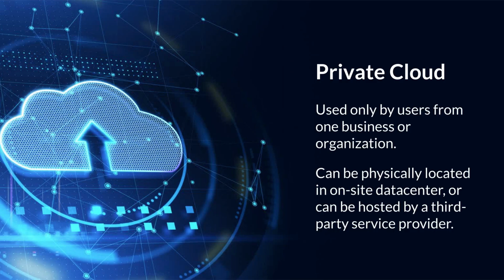Now, private cloud consists of compute resources that are used exclusively by the users from one organization. You can have a private cloud that's physically located in an on-prem data center for that organization, or you can host your private cloud with a third-party service provider. The key takeaway here is that a private cloud is used by one organization only.